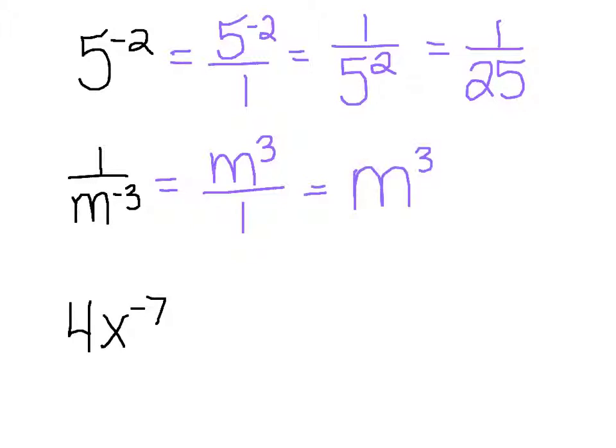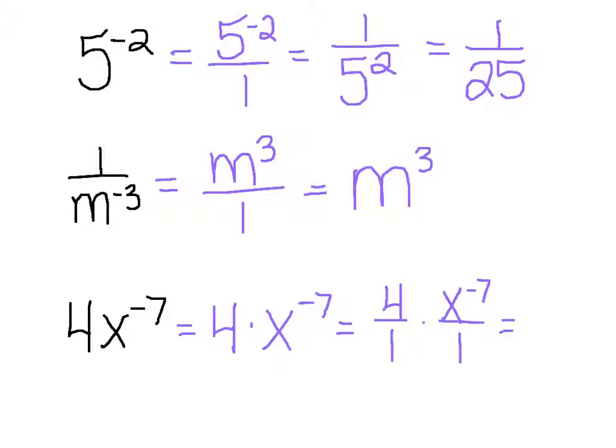Finally, we have 4 times x to the negative seventh. Again, just like that example with the power of 0, people have a natural tendency to want to take 4x to the power of negative 7. But the exponent only applies to what's directly in front of it. So this is like 4 times x to the negative 7th. To get rid of the negative exponent, we have to put it into the denominator. But are we moving the 4? Hopefully you said no. So it's kind of like 4 over 1 times x to the negative 7th over 1. And we're going to flip only this one right here. And we're left with 4 over x to the positive 7.